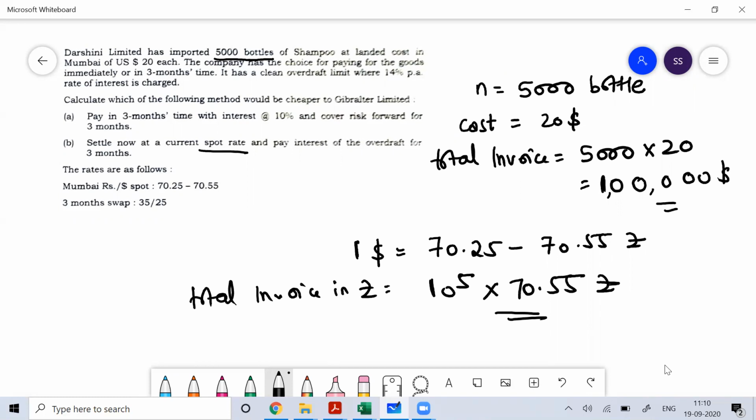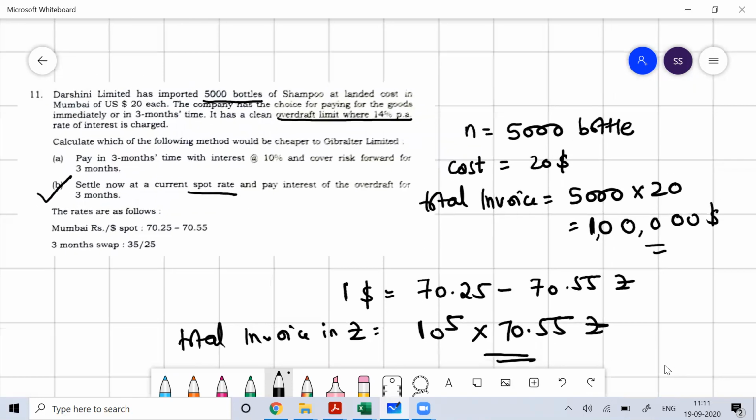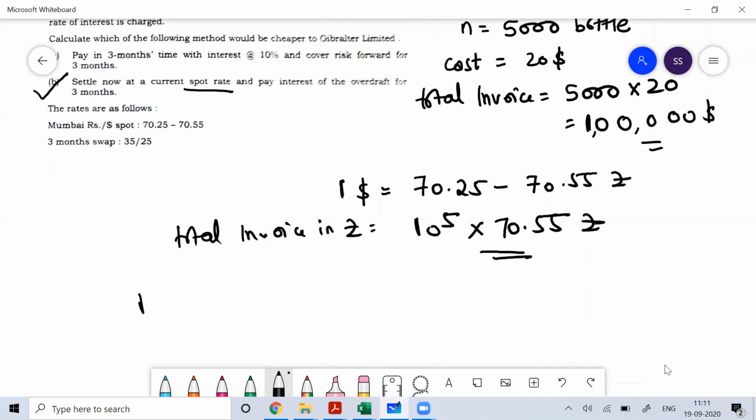But here I'm doing the second case. Here we are assuming that they don't have that fund right now. So they'll borrow money from the bank, from the overdraft account, where the bank will charge 14% interest per annum. So that is the rate of borrowing.